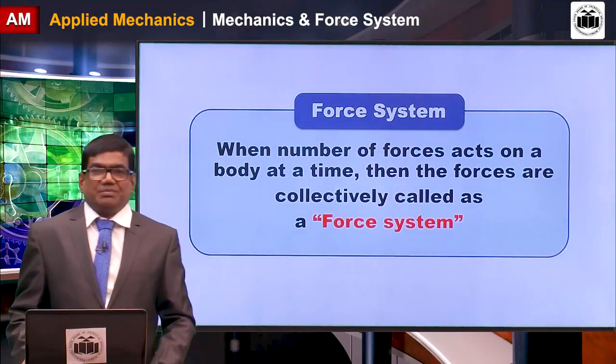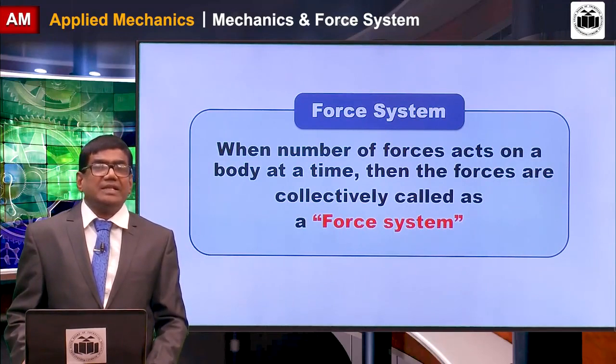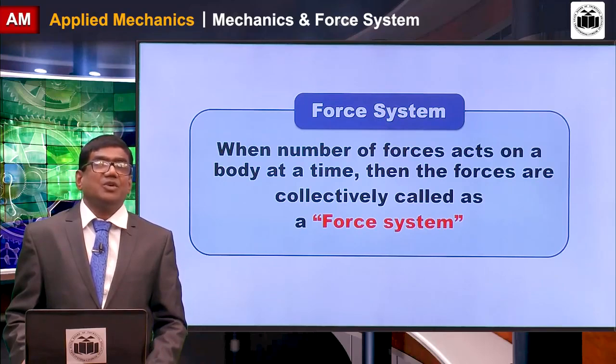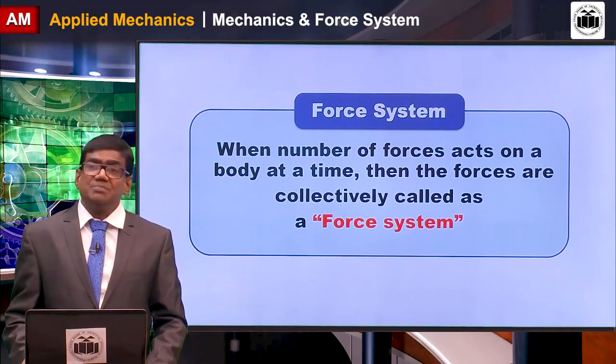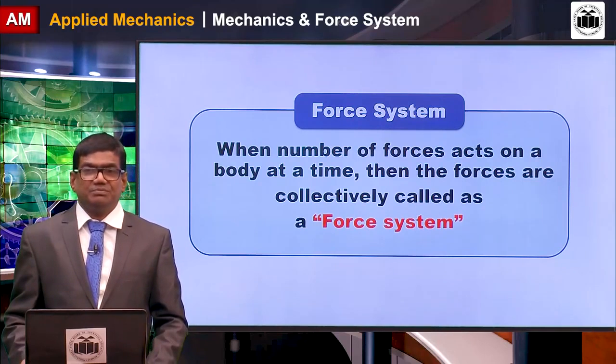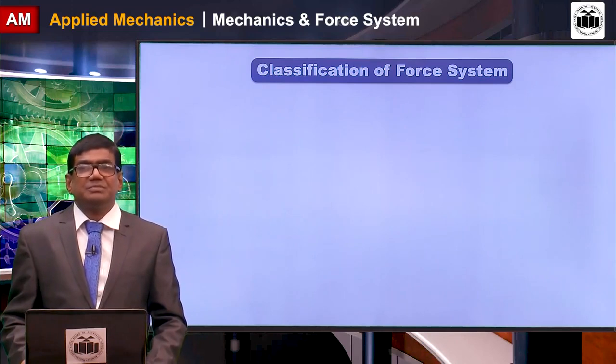Force system. When a number of forces act on a body at a time, the forces are collectively called a force system, or we may say that a body is subjected to a force system. Now, classification of force systems.